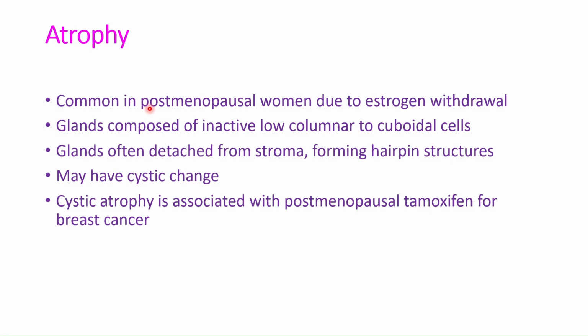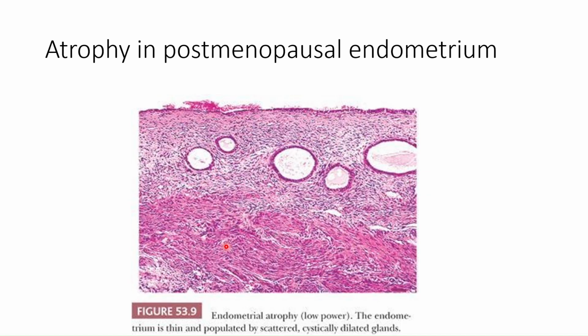Now, atrophy. It is common in postmenopausal women due to estrogen withdrawal. Glands are composed of inactive low columnar to cuboidal cells. Glands often detach from stroma, forming hairpin structures. May have cystic change. Cystic atrophy is associated with postmenopausal tamoxifen or breast cancer.